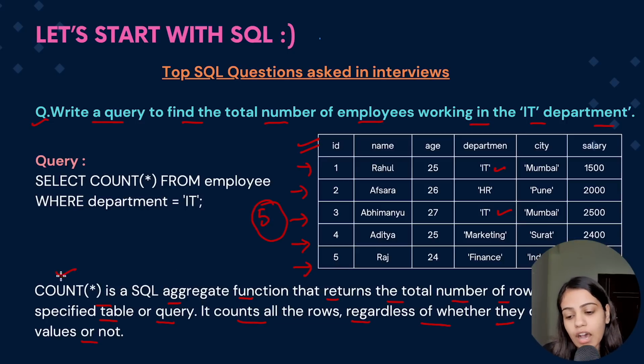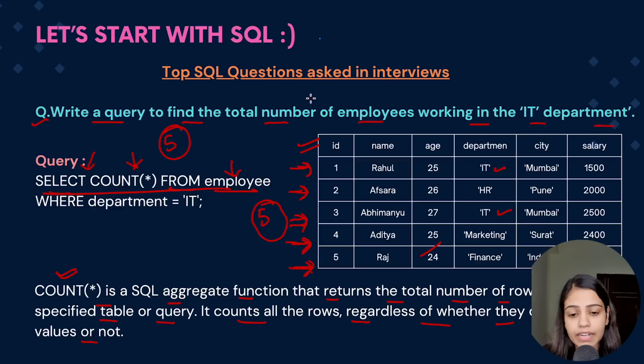Now using that count star, we can find the total number of employees who are working in the IT department. So let's see. First we will select from the table. So we have given select. Now we need to provide count star, which will go ahead and count the number of rows present in the table. So right now it is 5. Then we give from, and then we provide the table name. So this will give me the result as 5. So right now the count star from employee gives me 5 rows.